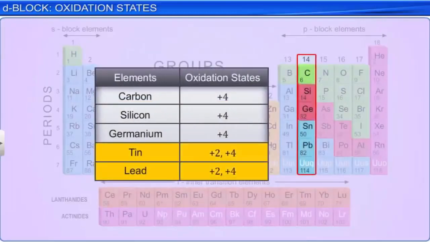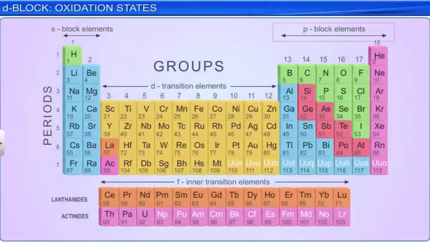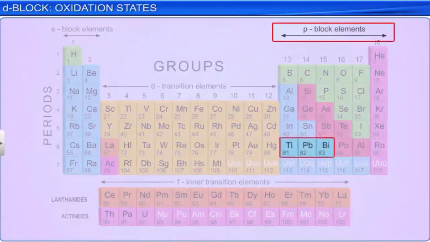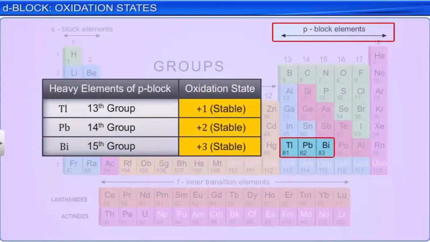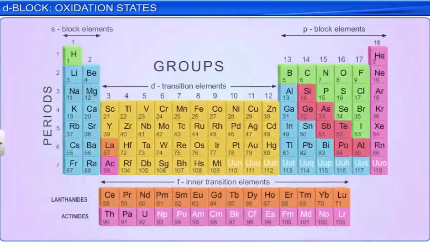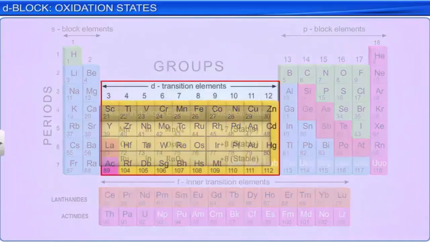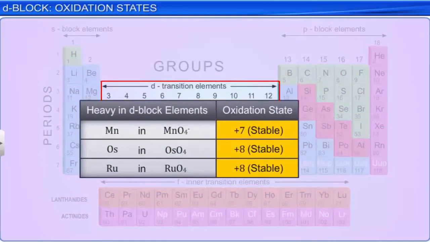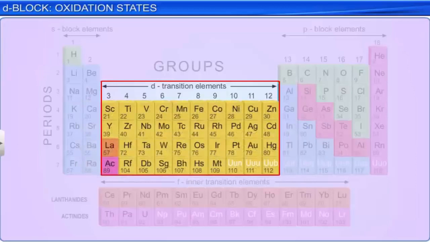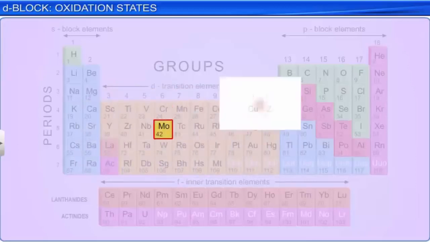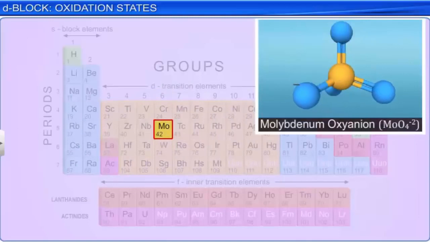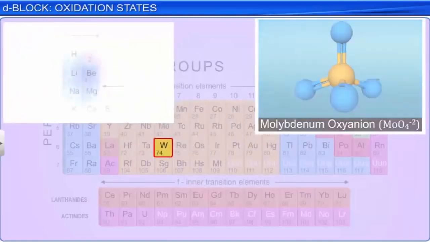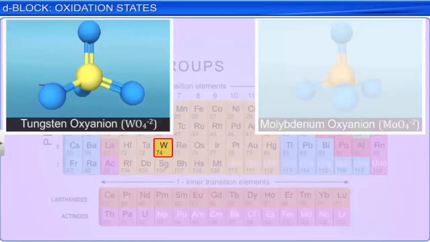You know that in p-block elements, lower oxidation states are favored by heavier elements because of the inert pair effect. But in d-block elements, higher oxidation states are more stable for heavier elements. For example, in group 6, molybdenum +6 and tungsten +6, in the form of their oxyanions, are found to be more stable than a dichromate ion, in which chromium is in its highest oxidation state of +6.